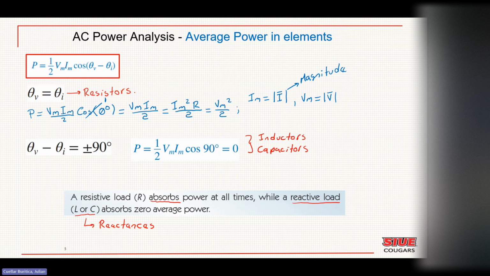They don't absorb any average power. Remember that when we saw the definition of capacitors and inductors, they store some energy, but they bring back that energy to the circuit. It means that at the end, they are not really consuming any power.